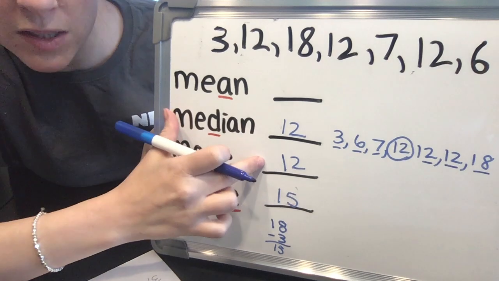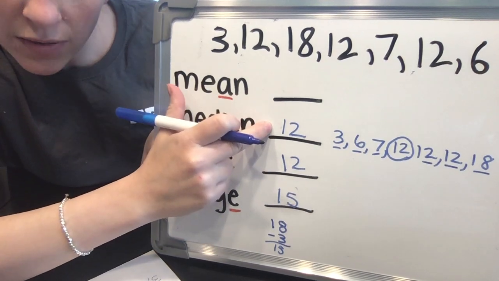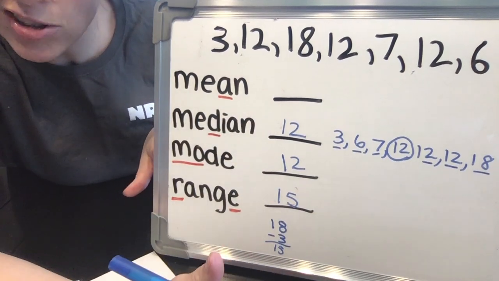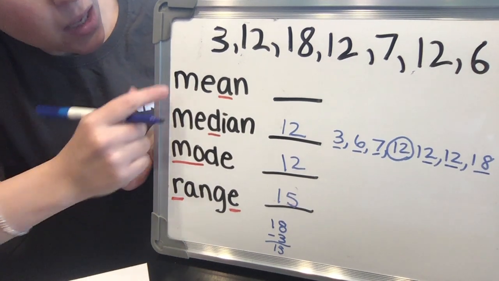Interesting. So my mode was 12. My most common cupcake sales was 12. The number in the middle of all my sales was also a 12. So 12 might be a really good representation of about how many cupcakes I'm going to sell in a regular day. Okay, last we have mean.